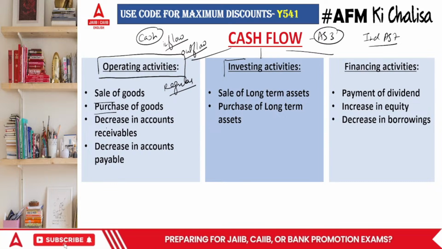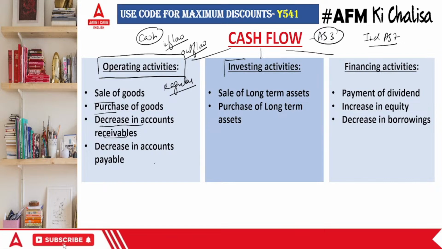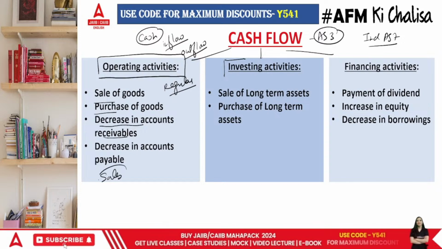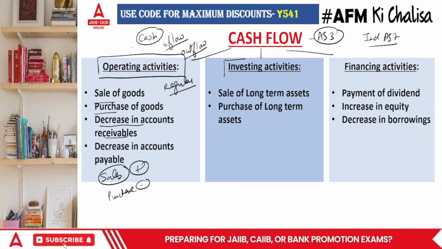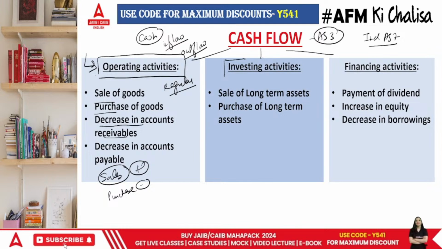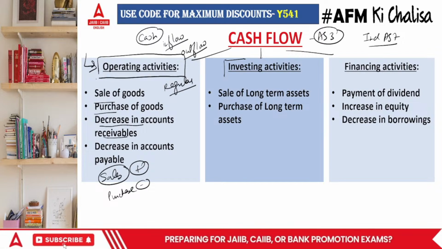If there's a decrease in accounts receivable, meaning I am supposed to receive money from these people. The crux is, if you receive money because you are running your business, that means your sales, then it's a plus. If you are purchasing goods, then there is a minus. Operating activities is your business activities giving you money or you losing money because of that. That is called inflow or outflow of cash.